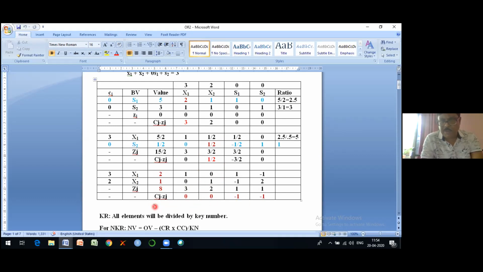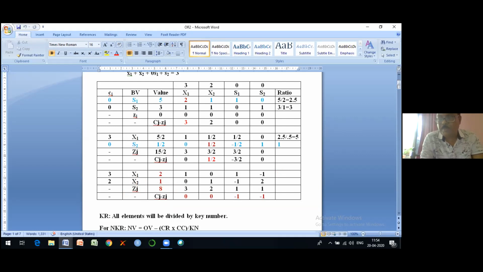Then what we are observing here, Cj minus Zj values are all 0 or negative. So we have completed the problem. The solution has already been achieved. And from this solution, just observe these values what we have written. Now our table generates the value of x1 is 2, value of x2 is 1, and the maximum value of Zj will be 8. So x1 value is 2, x2 value is 1, Zj value is 8.